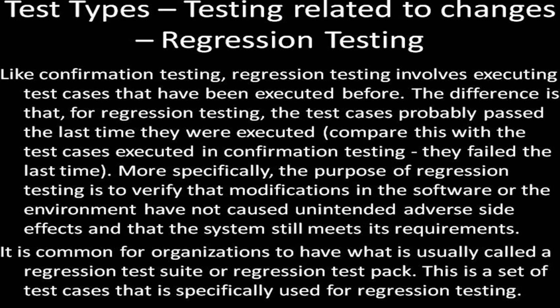It is common for organizations to have what is usually called a regression test suite or regression test pack. This is a set of test cases that is specifically used for regression testing. They are designed to collectively exercise most functions, certainly the most important ones, in a system, but not test any one in detail. It is appropriate to have a regression test suite at every level of testing: component testing, integration testing, system testing, etc. The entire test cases in a regression test suite would be executed every time a new version of software is produced, and this makes them ideal candidates for automation.